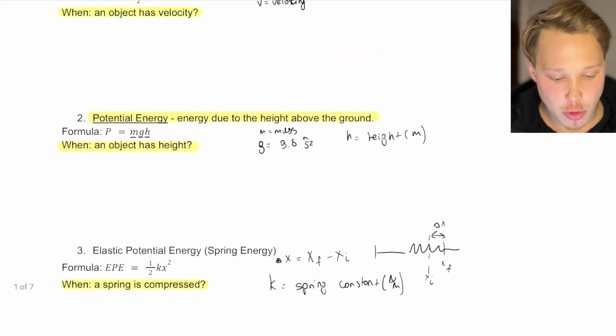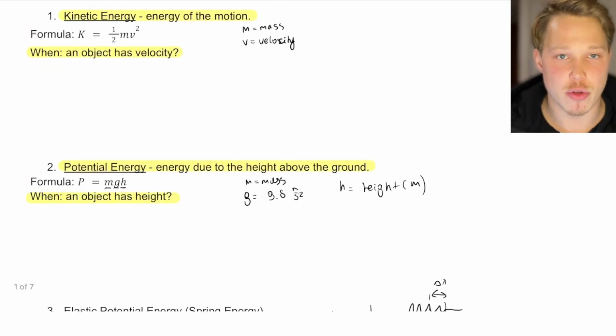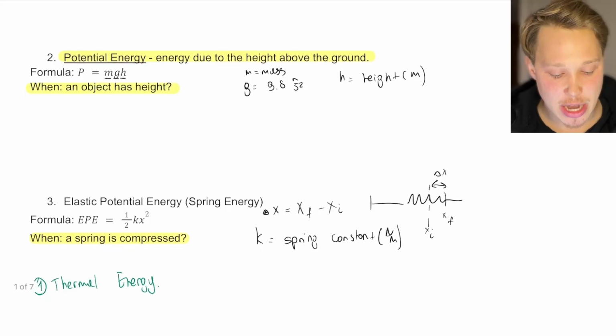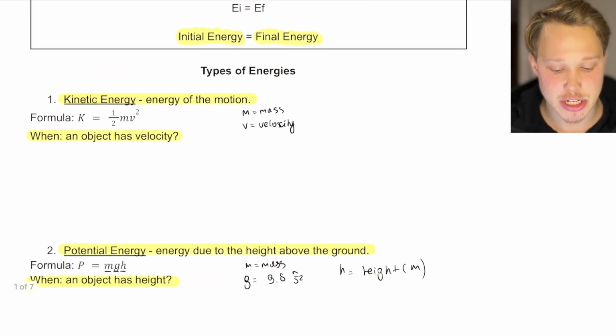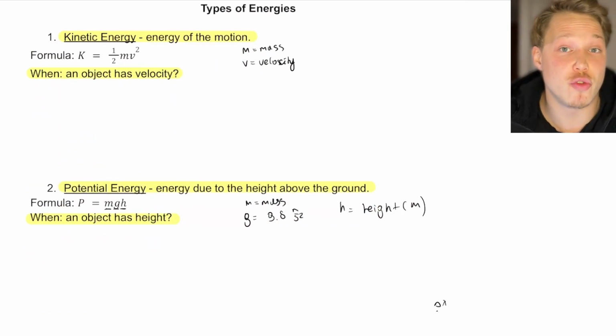So for now, all I want you to focus on are just those three types of energies, and knowing that if you have a velocity, you have kinetic energy. If the object has height, it has potential energy. And if it has a spring that is compressed, it has elastic potential energy. Any object can have either one of those energies or a few different types.